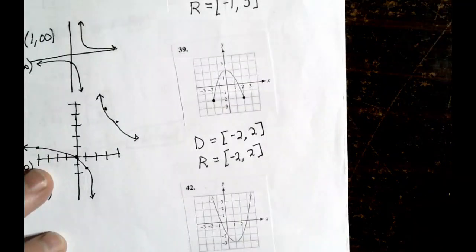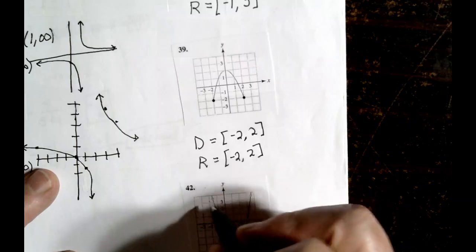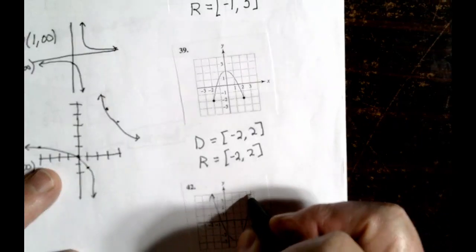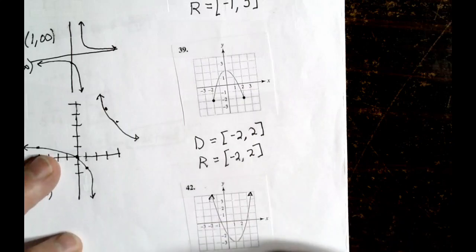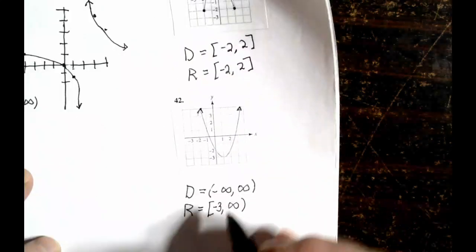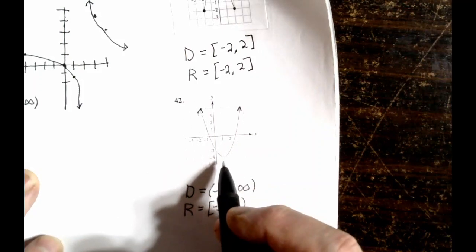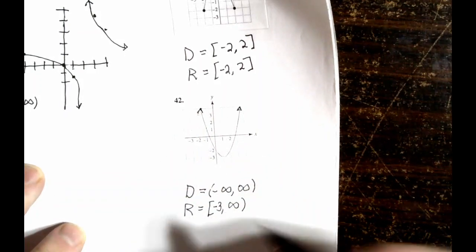Same thing. 42, this is going up and to the left forever and up and to the right forever. So this is -infinity to infinity for the domain. But your range, it only goes as low as -3, but it goes up to infinity. So -3 to infinity.